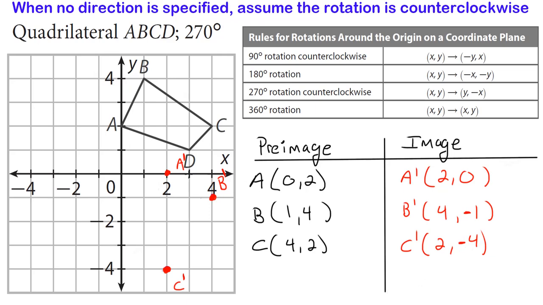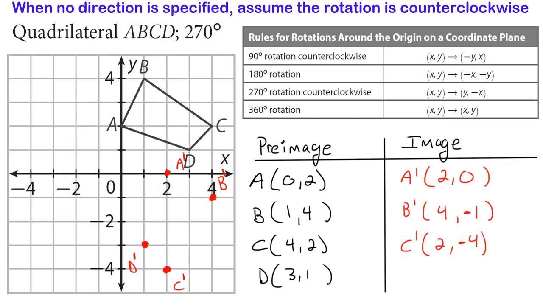Finally, let's do point D. So we see point D is above 3 on the x-axis, so a 90-degree turn is going to put us here. And then another 90-degree rotation is going to put us here. And then our final 90-degree rotation is going to put us here. And so this is the location of D prime.